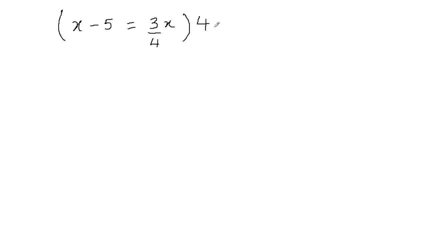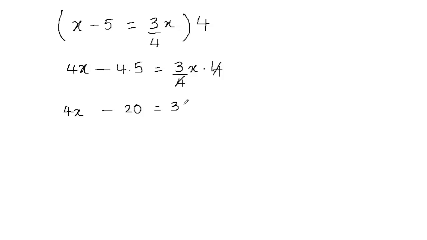So let's do that. 4 times x, minus 4 times 5, is equal to 3/4 x, times 4. Now let's simplify this. 4 times x is just 4x, minus 4 times 5 is going to give me 20. This is equal to, well, the 4 and 4 cancel out each other, and I'm only left with 3x.